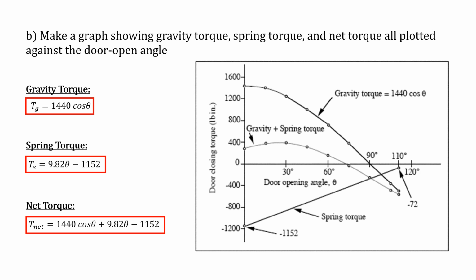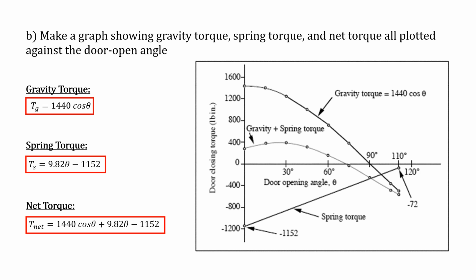Essentially, the reason for our negative and positive values is that we're assuming clockwise is positive and counterclockwise is negative. So your spring torque is working counterclockwise and your gravity torque is working clockwise. So that's why. And your gravity and spring torque combined is a curve that kind of fits in the middle of the two.